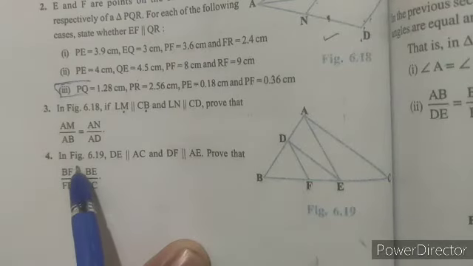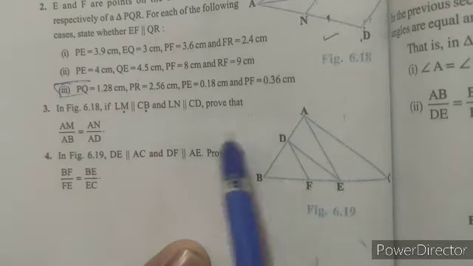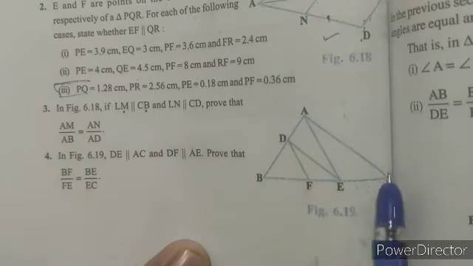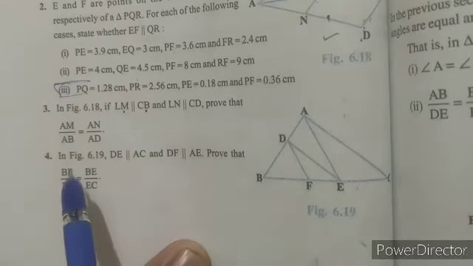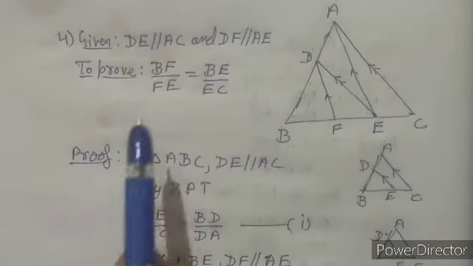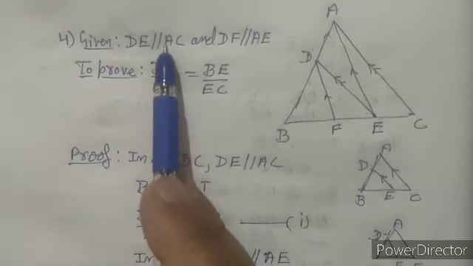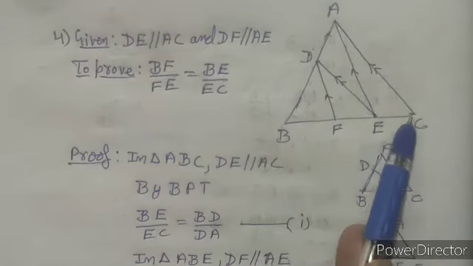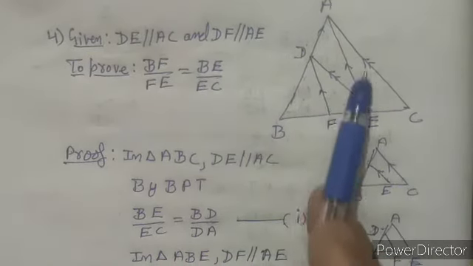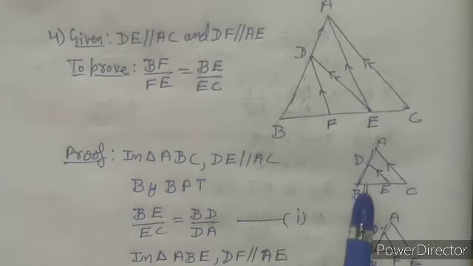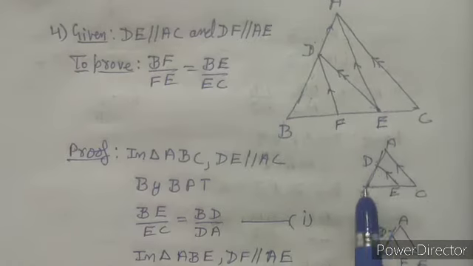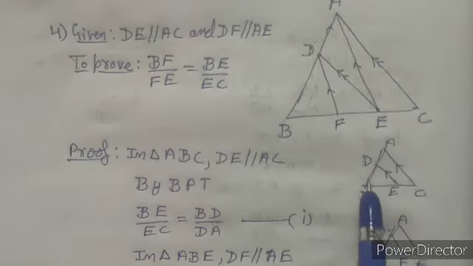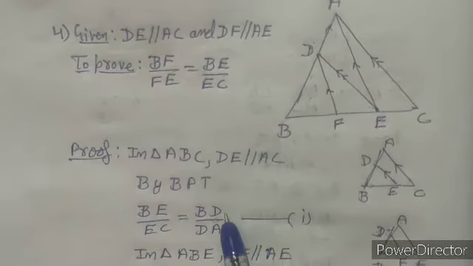In question number 4th, DE is parallel to AC and DF is parallel to AE. We have to prove BF upon FE equal to BE upon EC. First of all, DE is parallel to AC. So in triangle ABC, which I have made here separately, by BPT we can say that BE upon EC equal to BD upon DA.